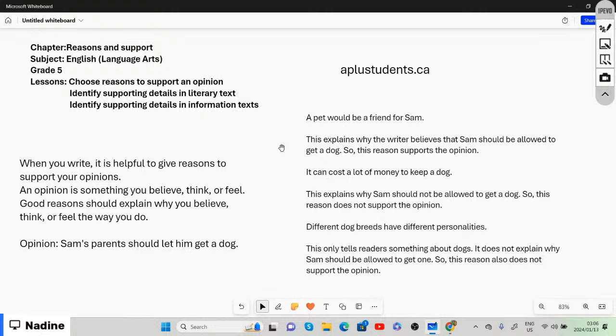So when you write, then it's helpful to give reasons to support your opinion, right? Remember, when it comes to facts and opinion, facts are things that have evidence. You also have specific evidence to show that this specific thing is a fact. Whatever I'm saying, it's facts, right?